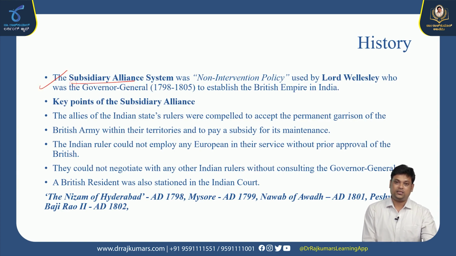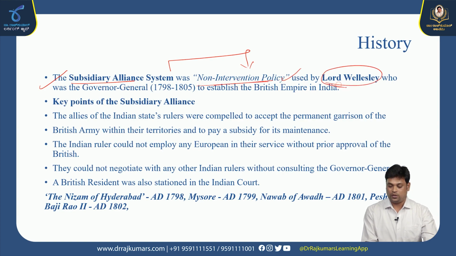In this session, we are going to discuss the administrative policies of the Britishers, the subsidiary alliance. In the last chapter itself, we learned a few things about the subsidiary alliance, which was a non-intervention policy used by Lord Wellesley, who was the Governor General of India during the time period of 1798 to 1805. The intention was to establish the British Empire in India, and also to annex all the princely states.